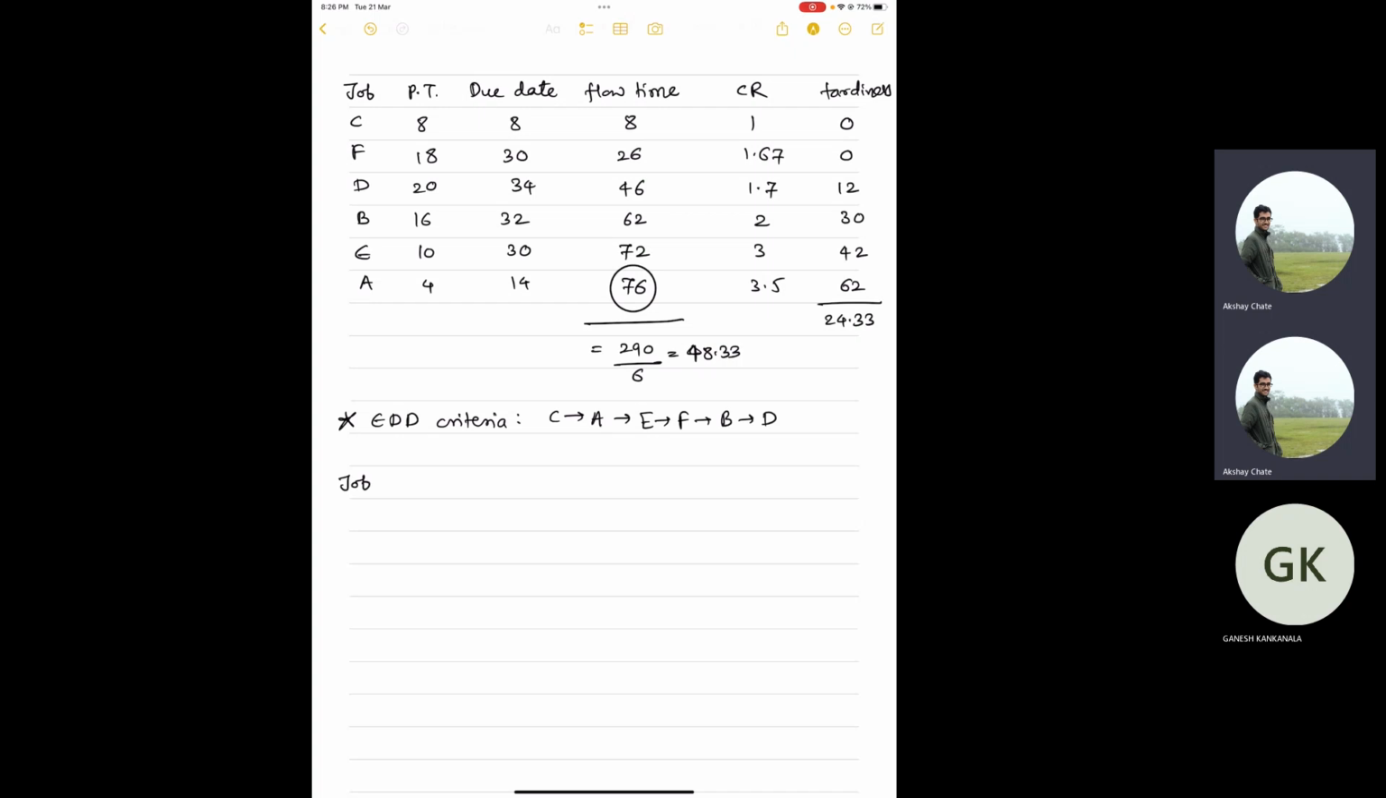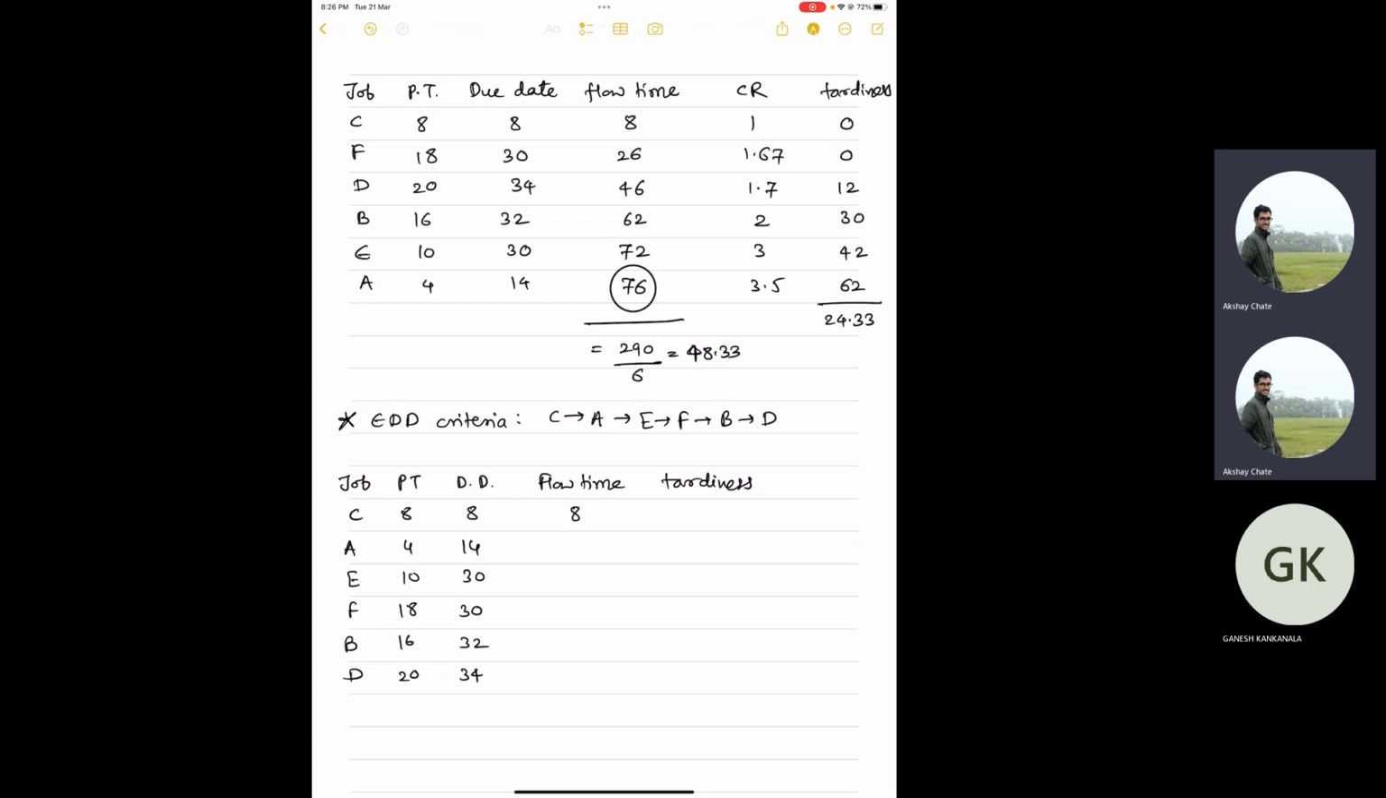So again, job, PT, due date, flow time. We don't need CR here. We'll just go for tardiness. So this is C, A, E, F, B, D. For C, PT is 8, A 4, E 10, F 18, B 16, D 20. So again, same thing.